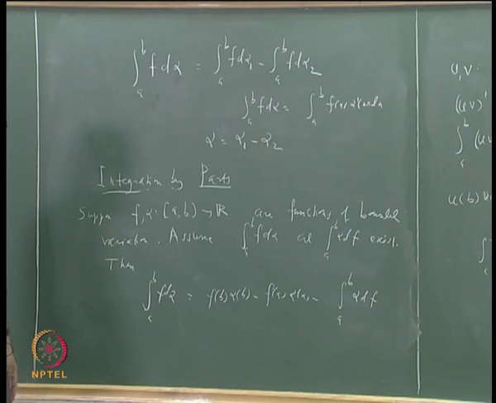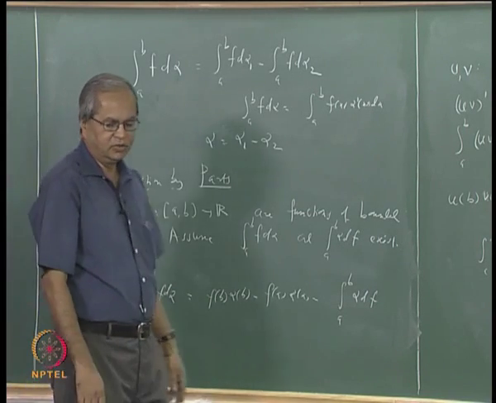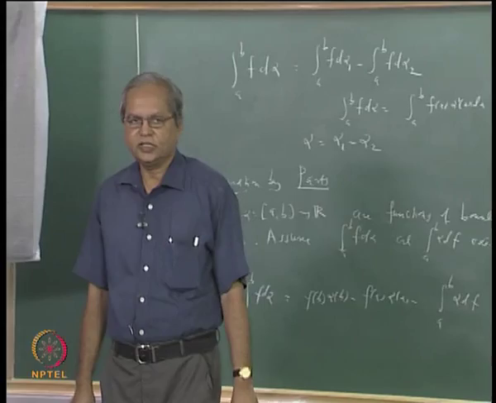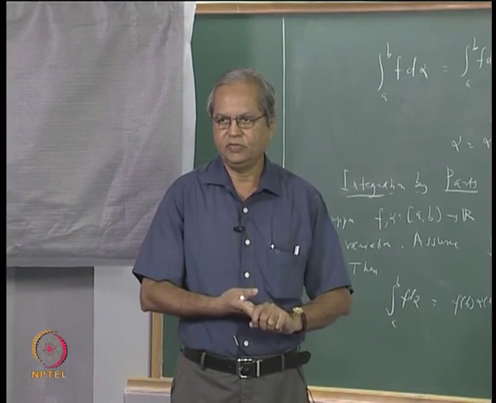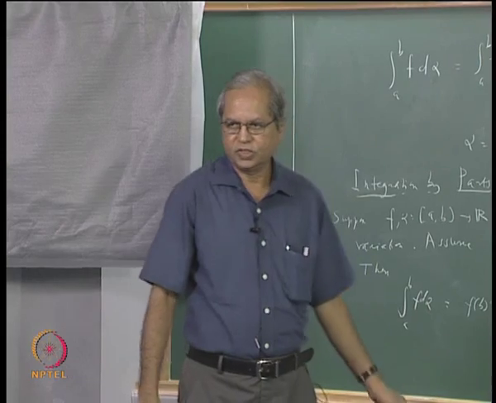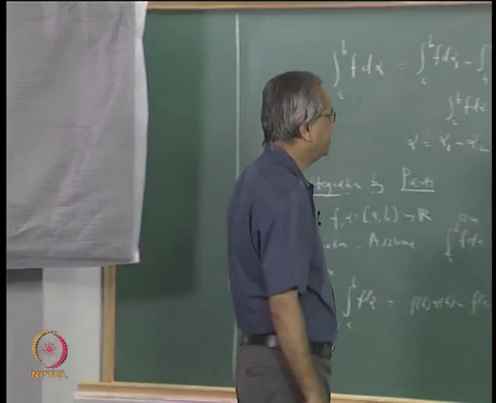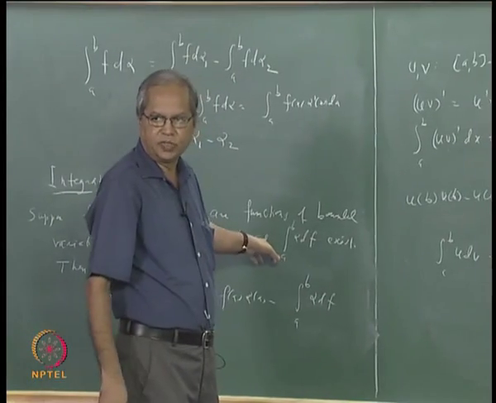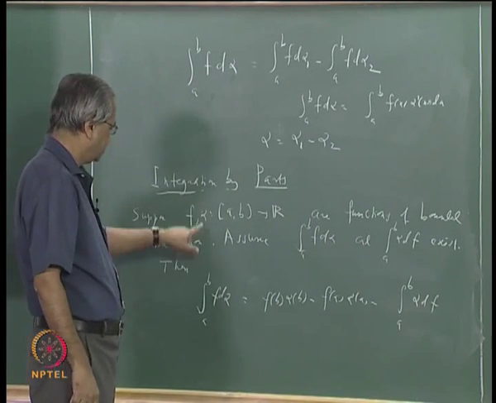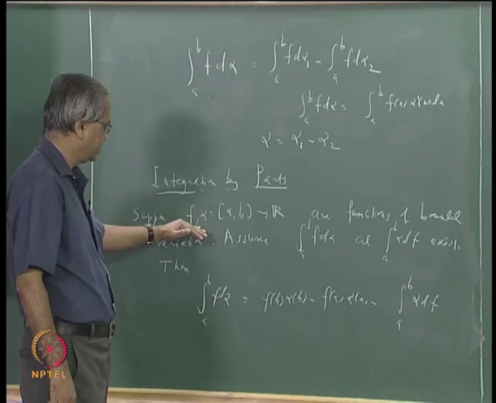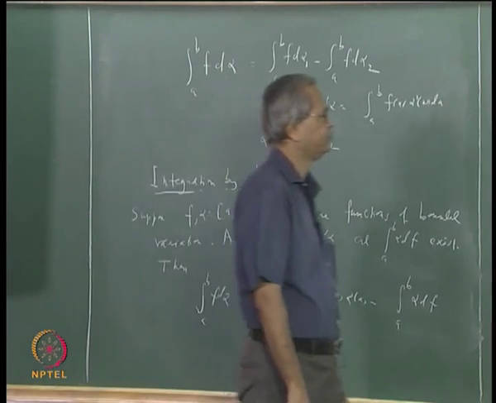And remember we had seen earlier that if a function has a continuous derivative, then it is a function of bounded variation. If the derivative is bounded, then the function is of bounded variation. So that is the special case of this. Alright, let us now see how this can be proved in a general situation like this.